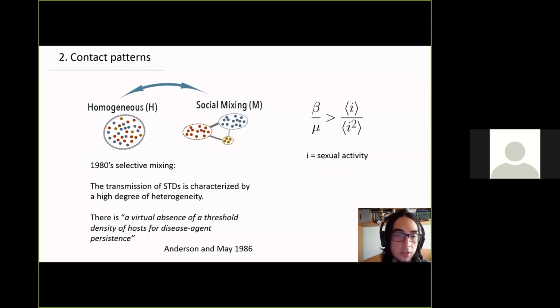And also there was this empirical observation that there was a virtual absence of a threshold for disease agent persistence. Then, as we can see, it's essentially the same result as we saw before, but this was just an empirical observation. It was not proved. But still, they built models in which they took into account these kind of groupings, and they found things like this. So here, what they have is the sexual activity of individuals. So this I is not the degree, but the sexual activity. But you can see that this is essentially the same result as in the previous slide.